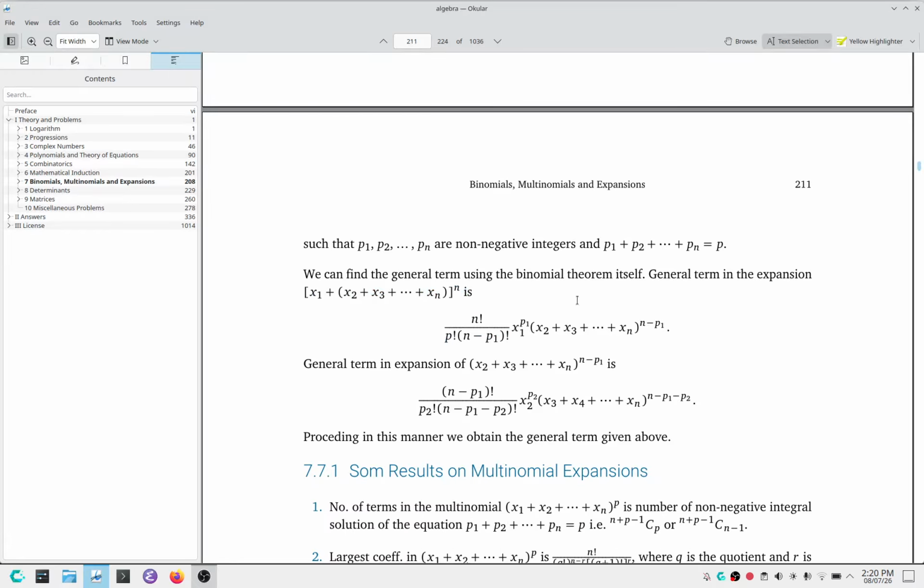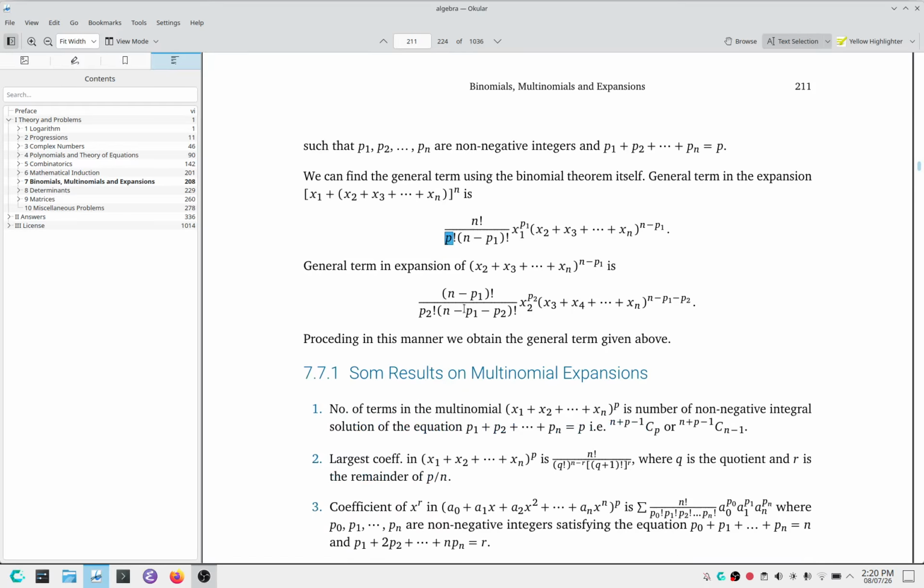So the general term in the expansion becomes p factorial upon p1 factorial times (p minus p1) factorial, x1 to the power p1, times (x2 + x3 + ... + xn) to the power p minus p1. Now the general term in the expansion of (x2 + x3 + ... + xn) to the power p minus p1 is (p minus p1) factorial upon p2 factorial times (p minus p1 minus p2) factorial, x2 to the power p2 times (x3 + x4 + ... + xn) raised to the power p minus p1 minus p2.